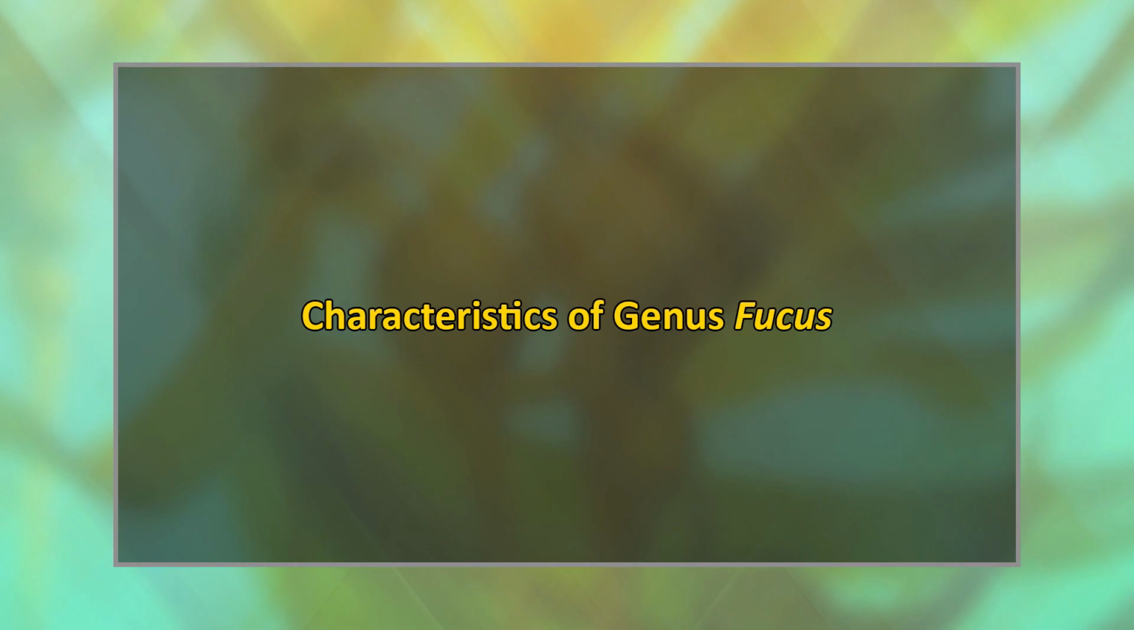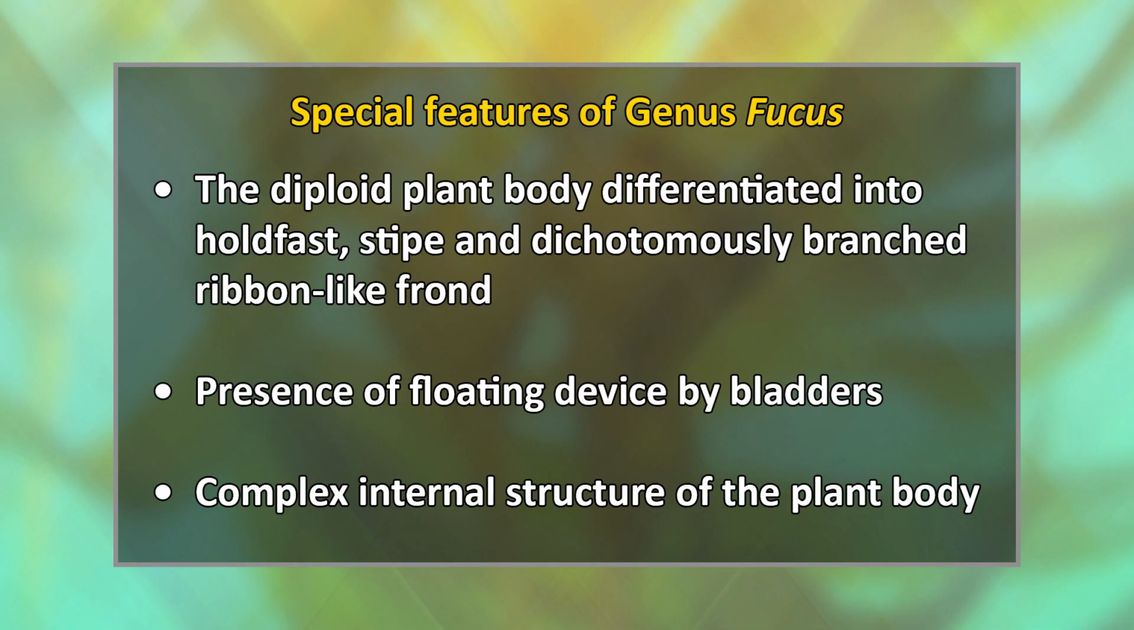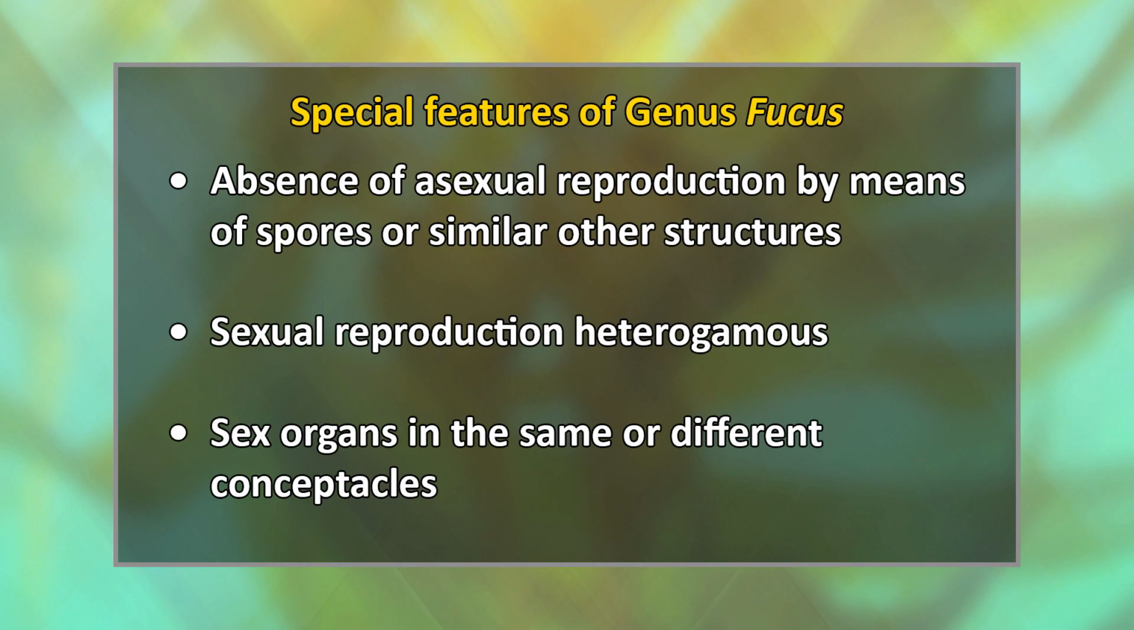Now coming to the characteristics of genus Fucus. Number 1. The diploid plant body is differentiated into holdfast, stipe and dichotomously branched ribbon-like frond. Number 2. Presence of floating device. Number 3. Complex internal structure of the plant body. Number 4. Absence of asexual reproduction by means of spores or similar other structures.